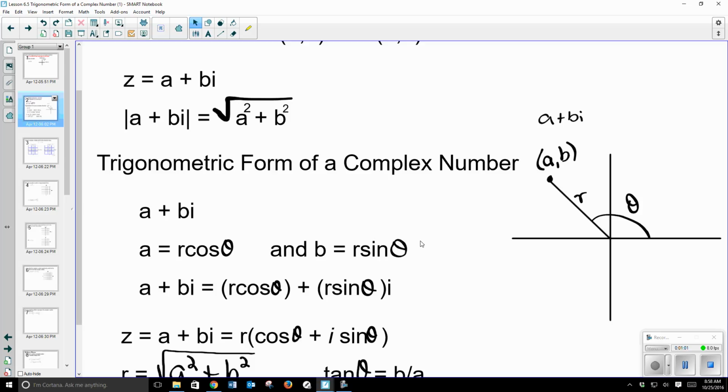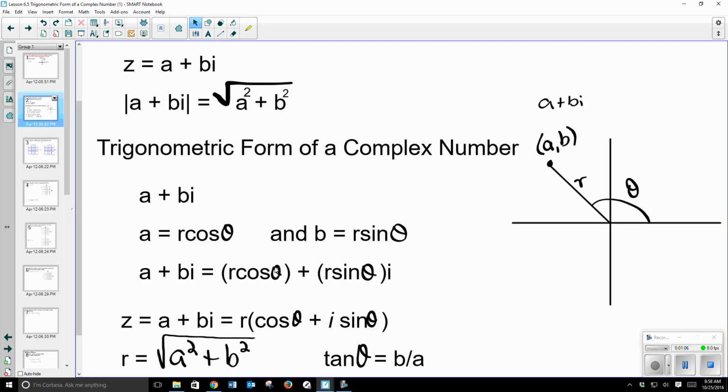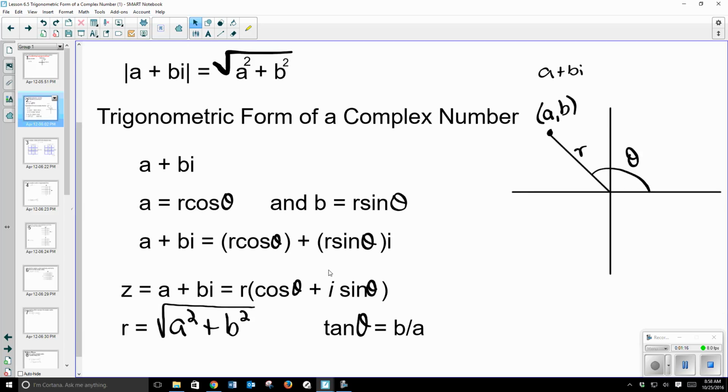Trigonometric form: for a plus bi, a is equal to r cosine theta, b is equal to r sine theta. So to write your complex number in trigonometric form, it would be r cosine theta plus r sine theta i, which you would put in front of sine. And you can factor out the r, the radius, or the distance that complex number is from 0, the absolute value, also called the modulus. You can factor that out and just put your angle in here: r times cosine theta plus i sine theta.